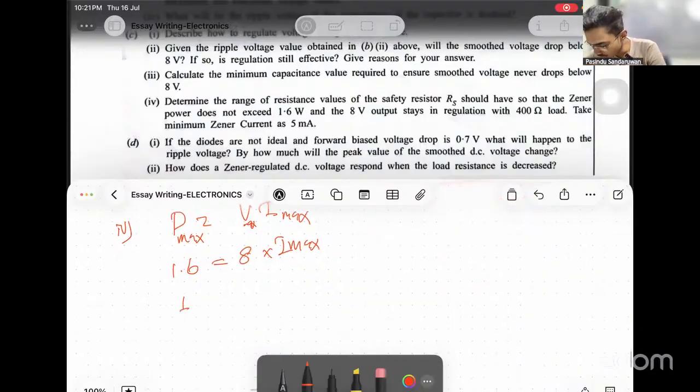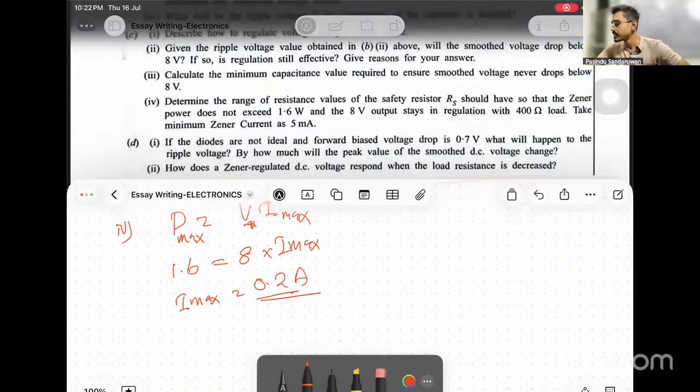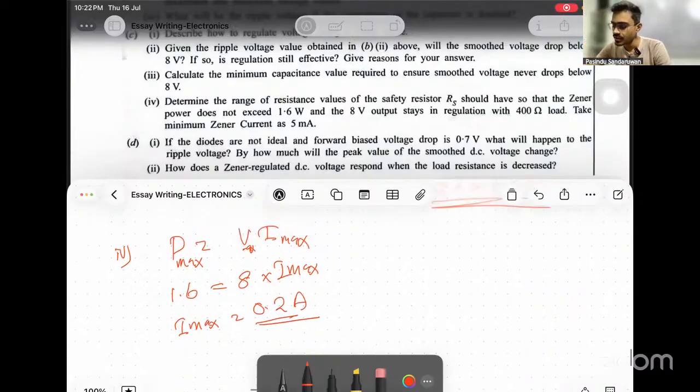Then I max is 1.6 over 8. 16 over 8 is 2, then 1.6 over 8 is 0.2 amperes. Right. Maximum current through the Zener diode is 0.2. Now what is asked? Determine the range of resistance values for RS.